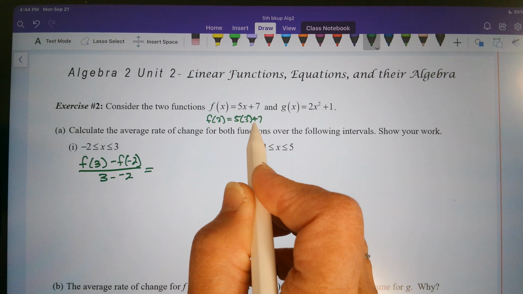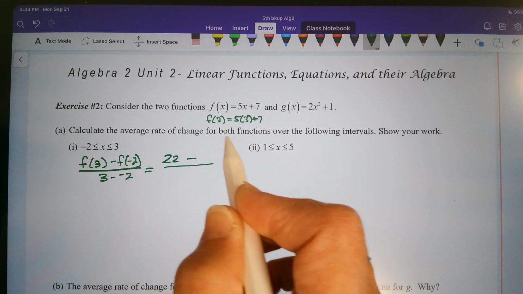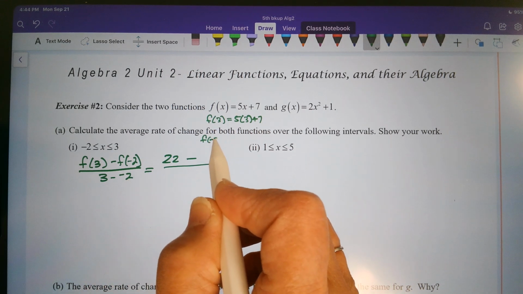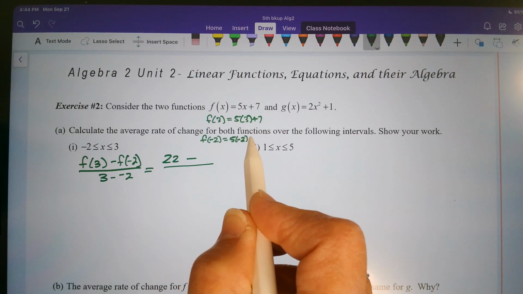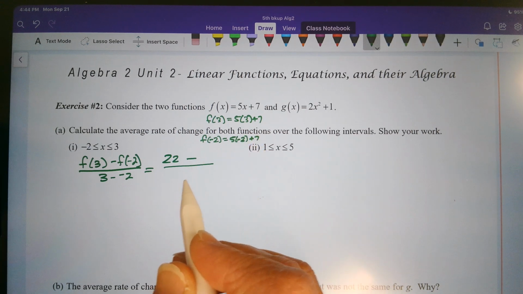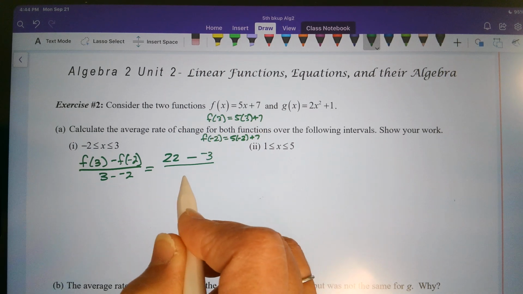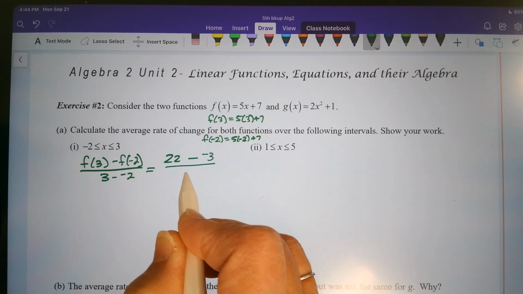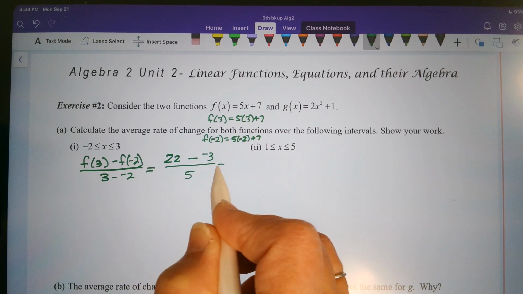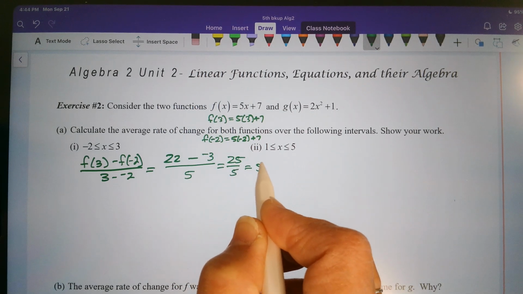That's 15 plus 7, I believe is 22. Minus f of -2, put -2 in for x. 5 times -2 is -10, plus 7 is -3. And 3 subtract -2 is 3 plus 2, which is 5. That's 25 divided by 5, which is 5.